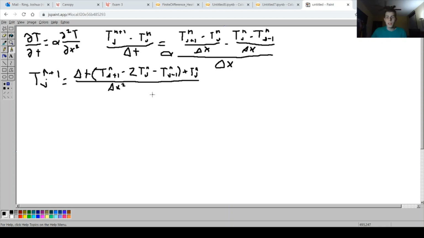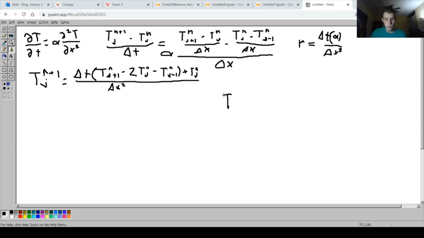So now we're going to create a variable r. This is just going to be used to help simplify this, make it look a little bit cleaner. And for our r, that is going to be equal to our delta t times our alpha, divided by our delta x squared. So now we can go ahead and take this r and plug it into here, and that will allow us to get our final explicit differencing scheme.